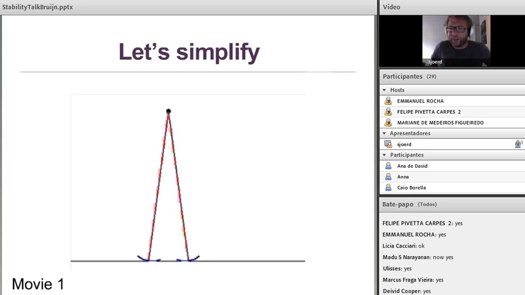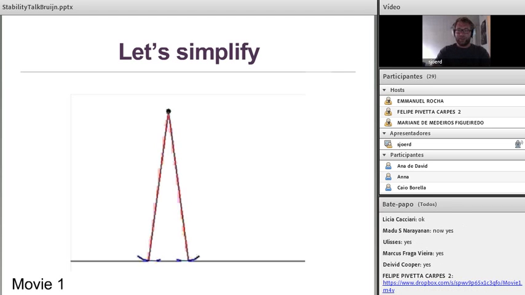If we simplify walking to the simplest thing we can imagine, we end up with what is called a dynamic walker. This is basically a toy of walking which consists of two rigid sticks which are connected at the hip by a hinge joint, frictionless.